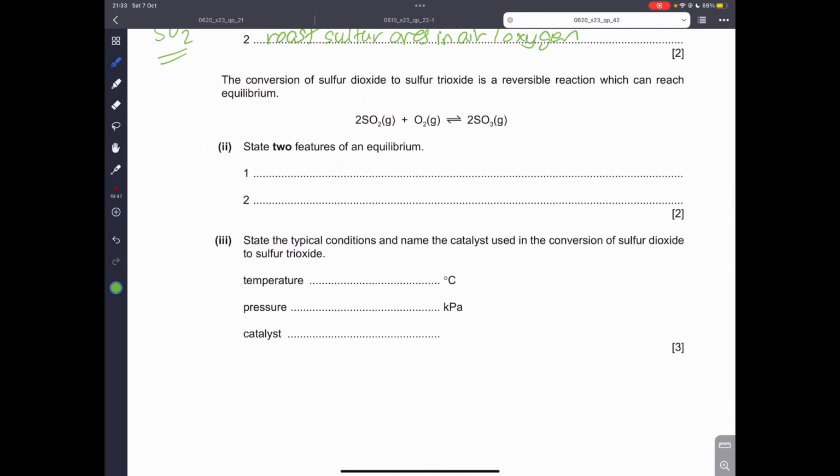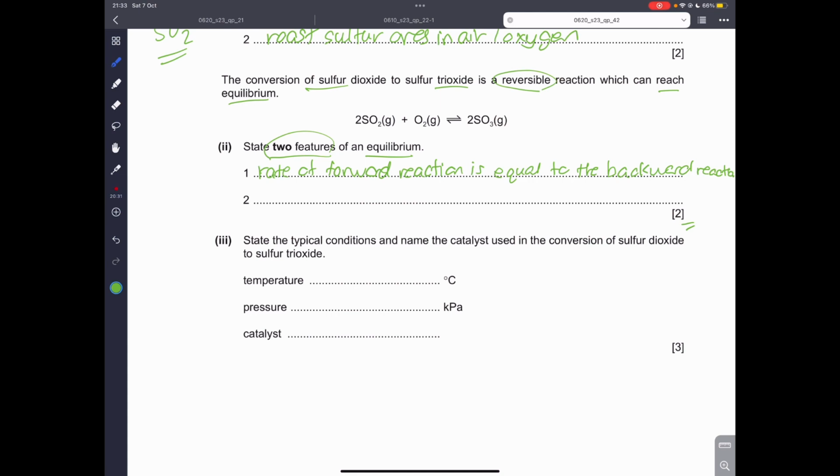The conversion of sulfur dioxide to sulfur trioxide is a reversible reaction which can reach equilibrium. State 2 features of an equilibrium. Well, you have to know these things as well. One of the first features of equilibrium is that the rate of forward reaction is equal to the backward reaction. You can also say the inverse reaction. You can use any alternative wording here, but the same concept is that the forward reaction has to equal the backward reaction.